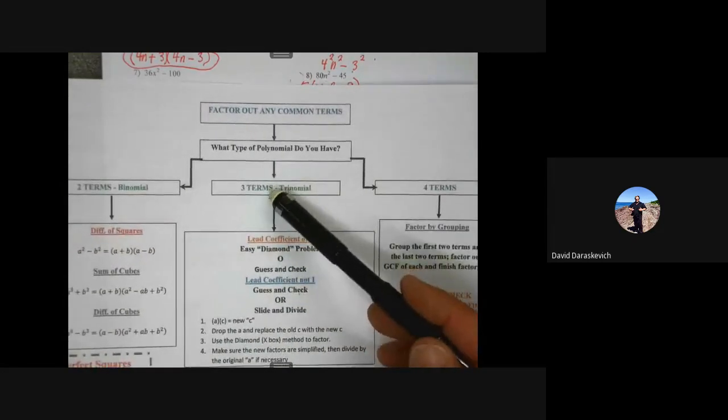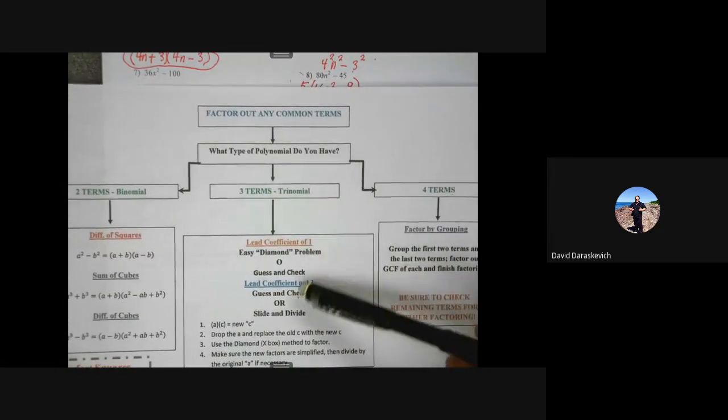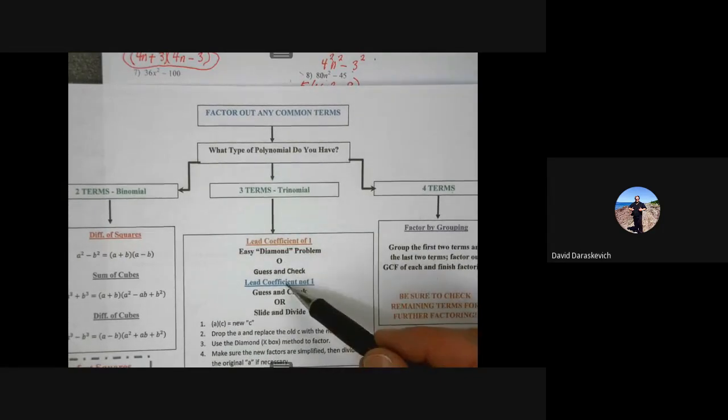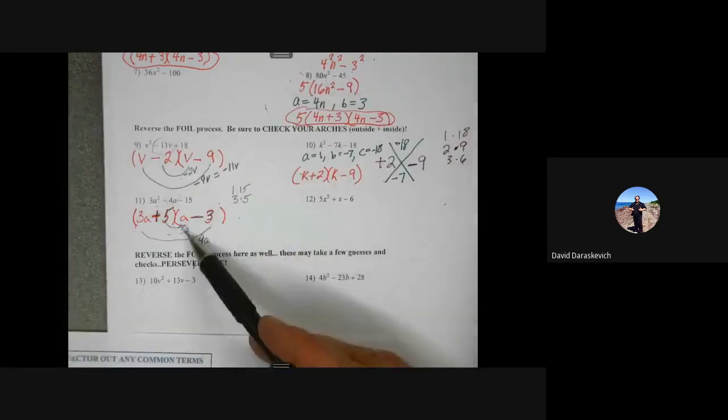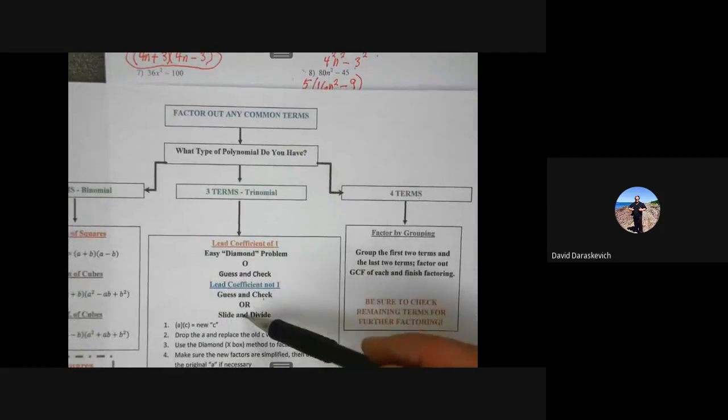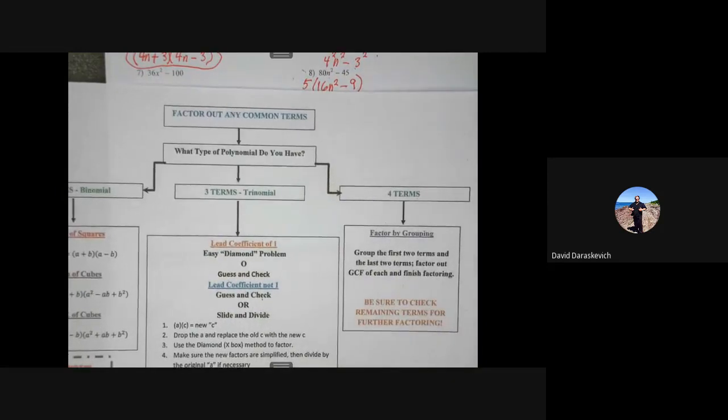3 terms, coefficients not 1. So you could do the whole guess and check thing or slide and divide. We're going to try slide and divide, see how that works out for us. Okay. So my A is 10. My B is positive 13, and my C is negative 3.